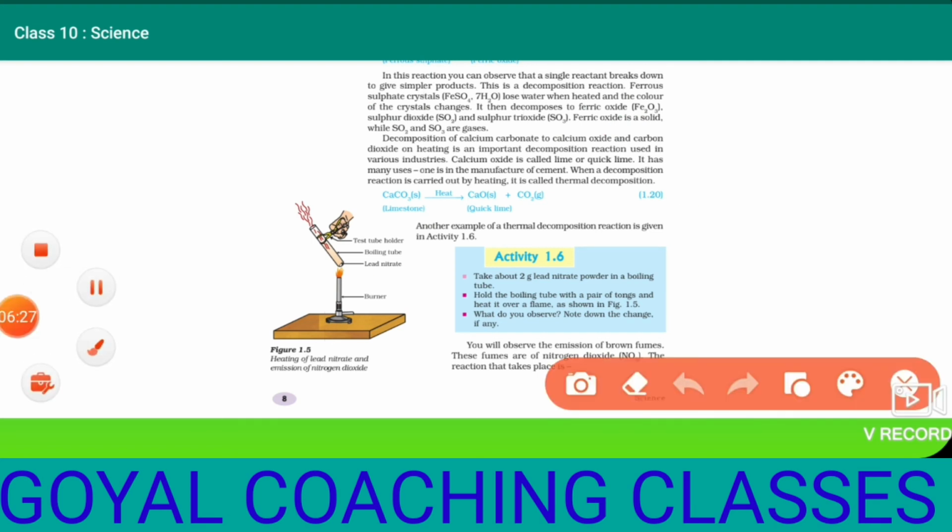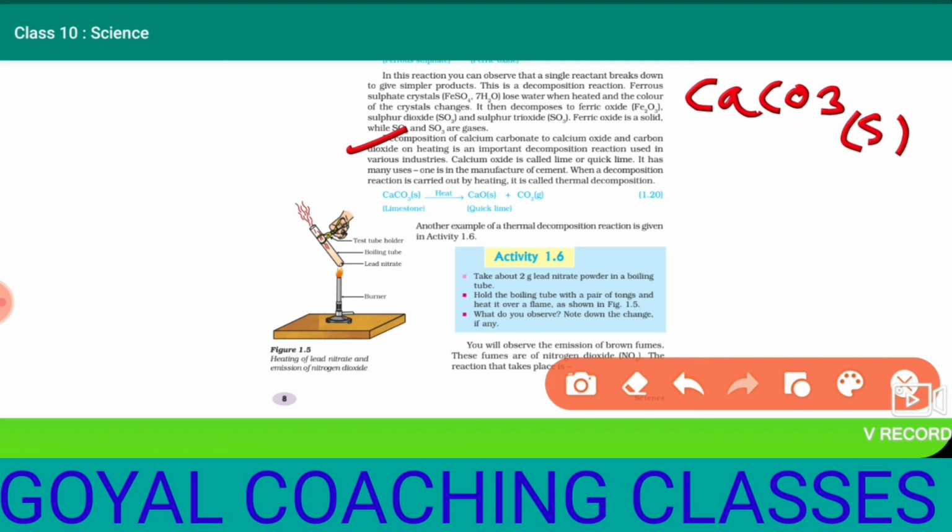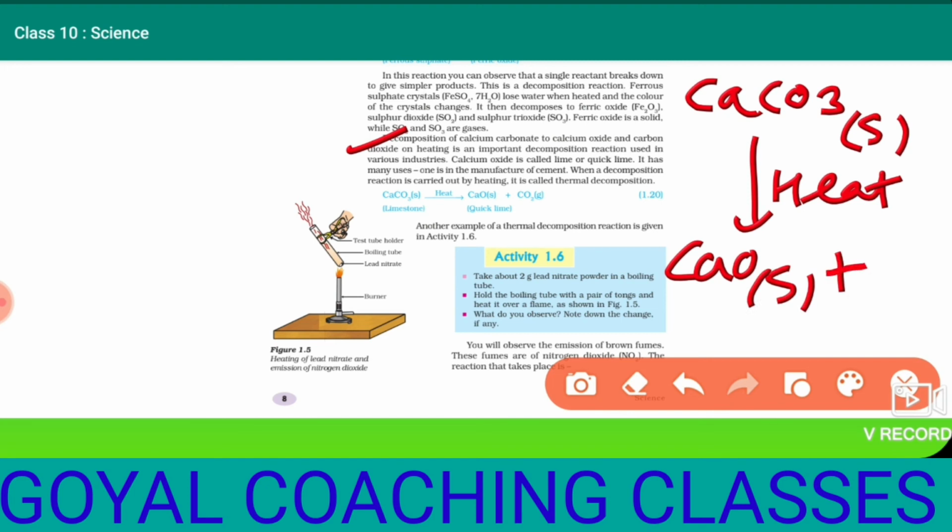Now the next example is the decomposition of calcium carbonate. The formula of calcium carbonate is CaCO3. This is also called limestone, or it is the formula of marble. When we are providing heat, that is why it is an endothermic reaction. So when we provide the heat, it will decompose into calcium oxide solid and CO2 gas.